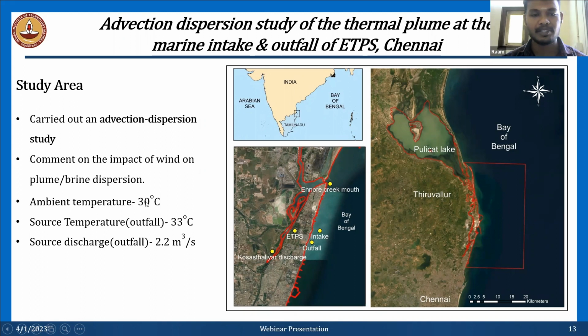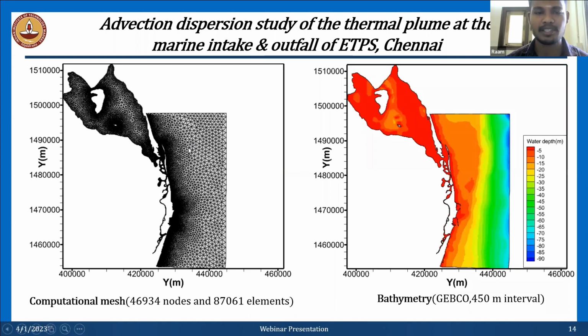The ambient temperature prevailing in the ocean is around 30 degrees Celsius. The source temperature from the outfall is 33 degrees Celsius. Even a 3 degrees Celsius difference will make a greater difference. And the outfall discharge is 2.2 meter cube per second. This is the same process which we have done for the overall domain of the east coast of India. This is the computational mesh, and this is the bathymetry data we collected from the JETCO.